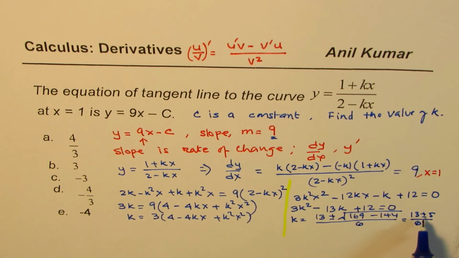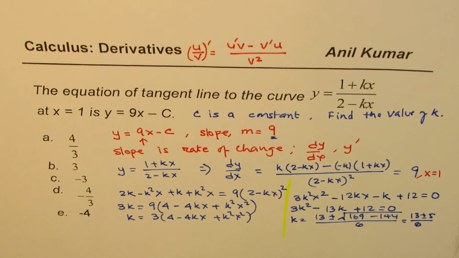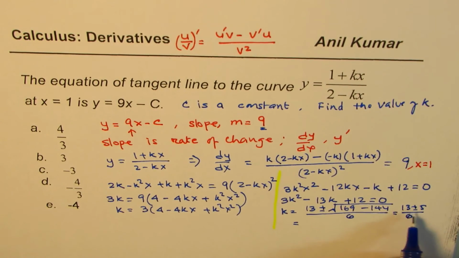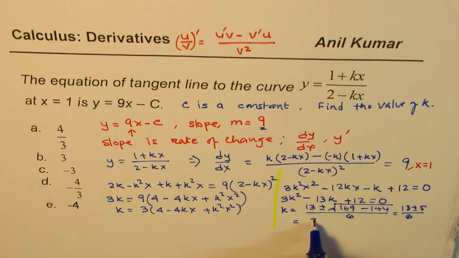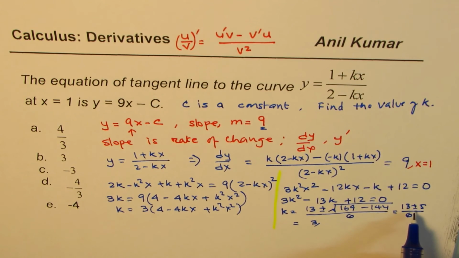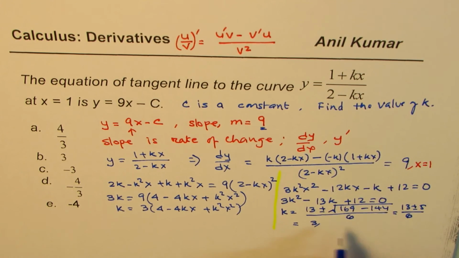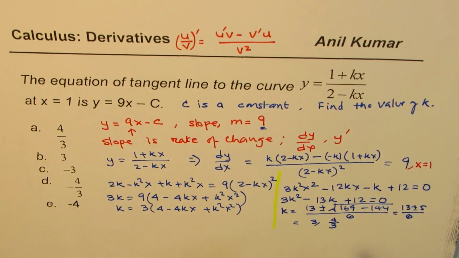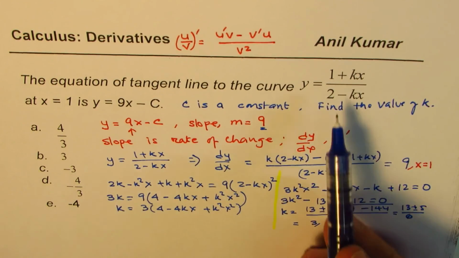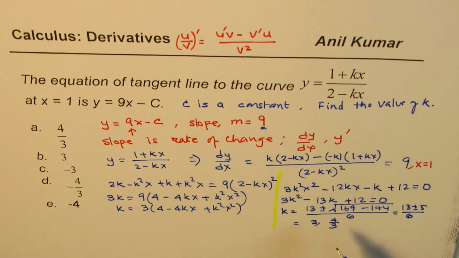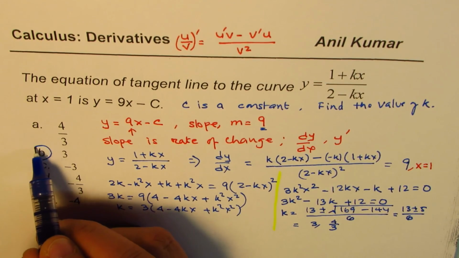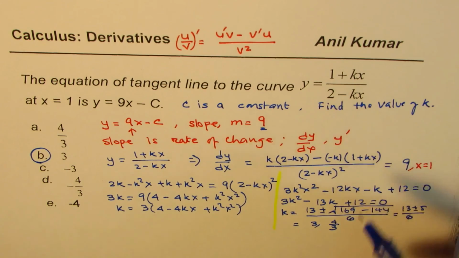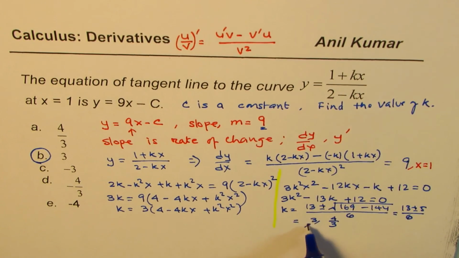Let me write down the 2 answers. If I use the positive value, 13 plus 5 is 18, and 18 divided by 6 is 3. If I use the negative value, 13 minus 5 is 8, so 8 over 6, which can be written as 4 over 3. So these are the 2 values you get for k. When c is a constant, k could be either 3 or 4 over 3 for our case. We'll just go with 3 for the time being; we don't want to complicate this by making a lot more fractions.